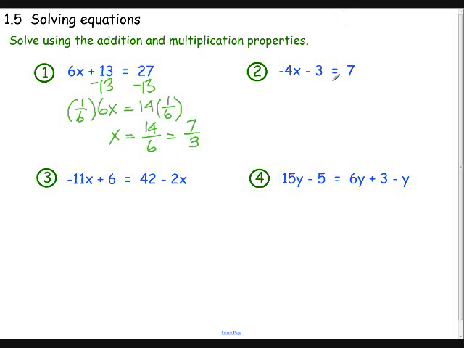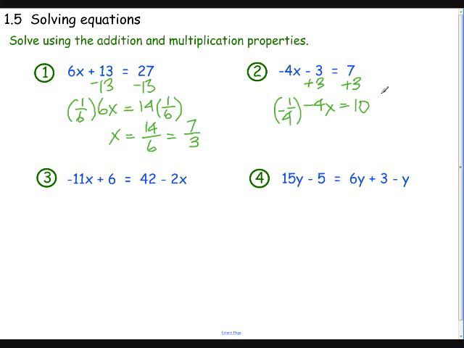The second one, we're going to start by using the addition property, and this time I'm going to add a positive 3 to both sides. Then I'll have negative 4x. This will zero out, equals 10. And now I am going to take the reciprocal, the multiplicative inverse of negative 4, which is negative 1/4.